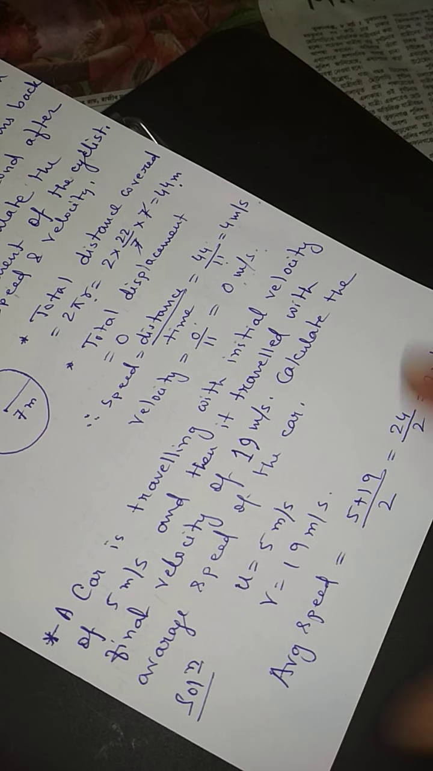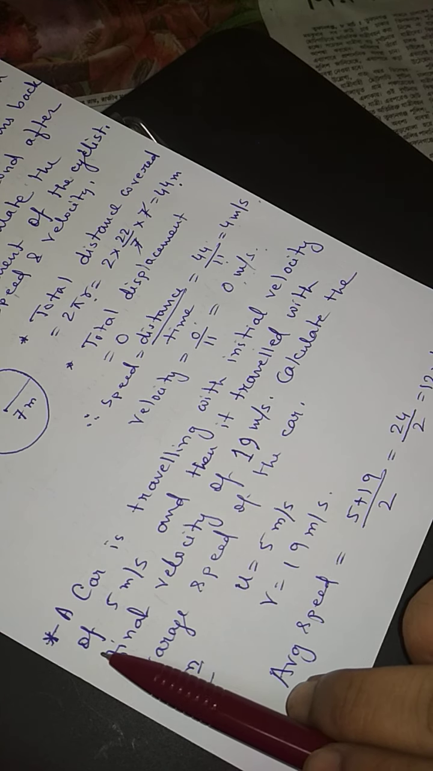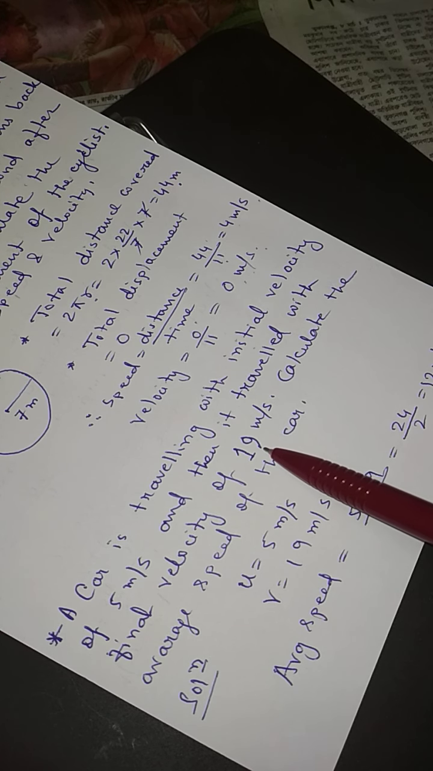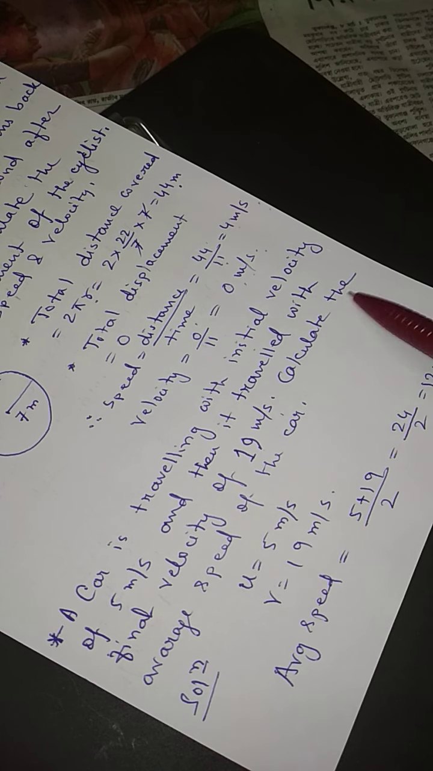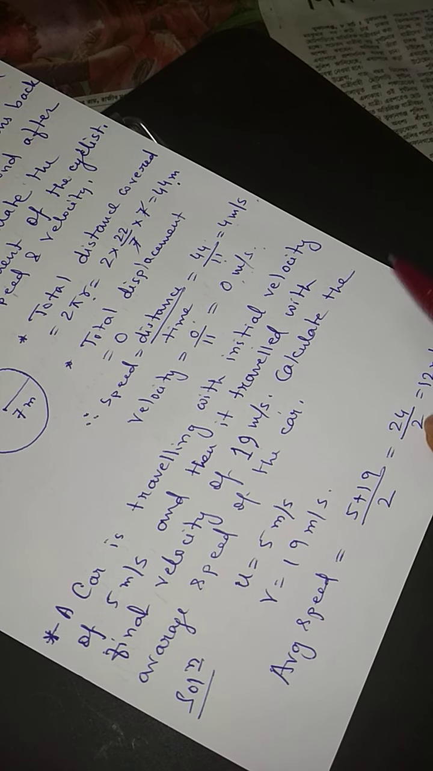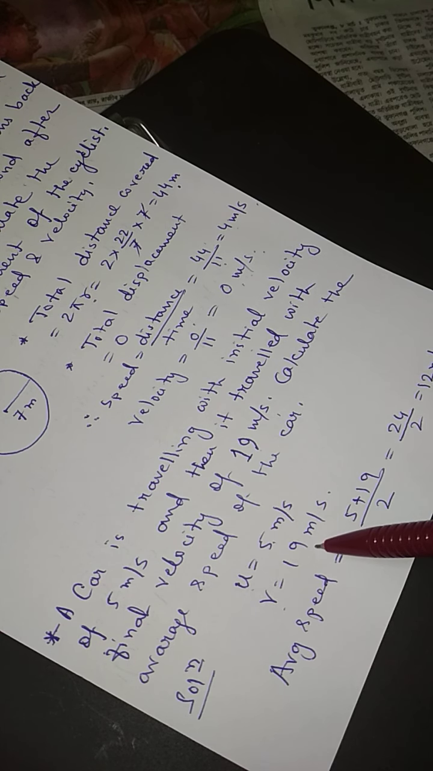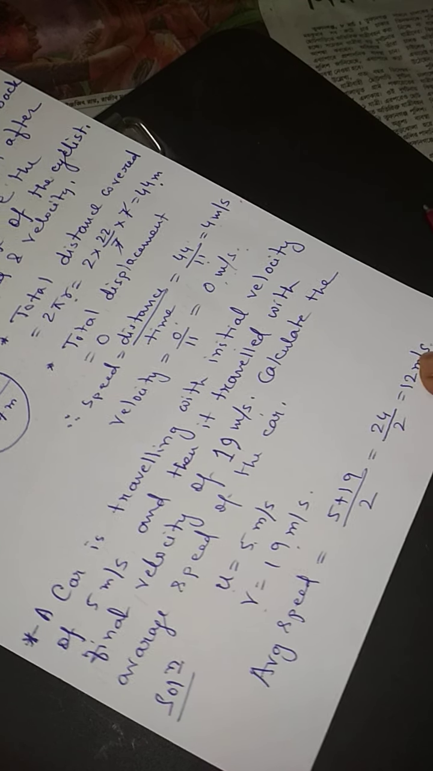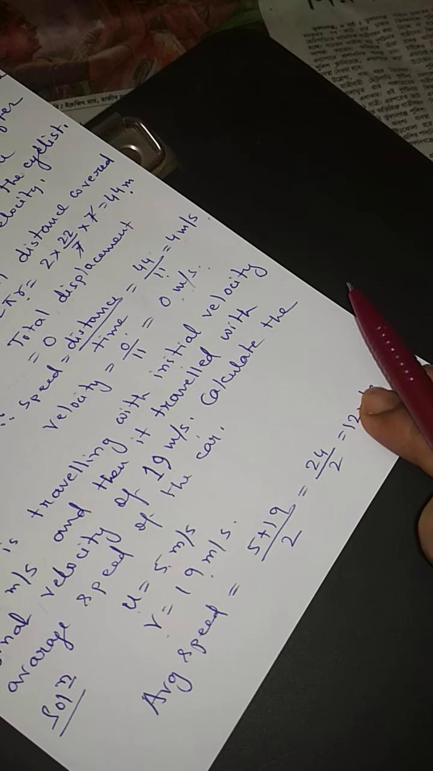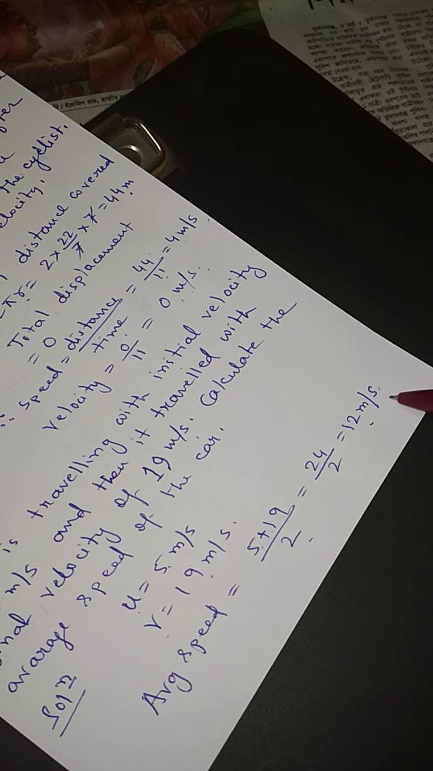Next numerical. A car traveling with initial velocity of 5 meter per second and then it travels with final velocity of 19 meter per second. Calculate the average speed of the car. So the initial velocity of the car is given, that is u, and the final velocity of the car is given 19 meter per second. So we know the average speed formula is initial velocity plus final velocity divided by 2. So we can write 5 plus 19 by 2, that is 12 meter per second.